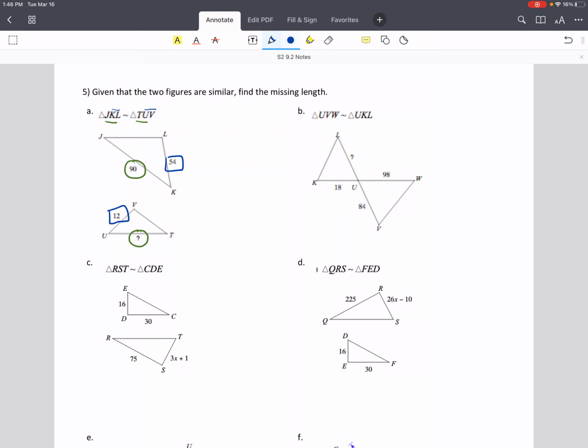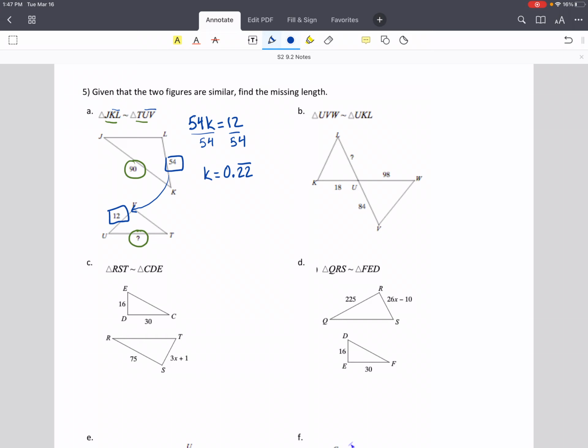For my green pieces here, we're going to have to come back to that because I don't know. But I know 54 times my scale factor is going to get me to 12. So I can divide both by 54. I'm going to pull out my calculator. 12 divided by 54, and I get 0.222 repeating.